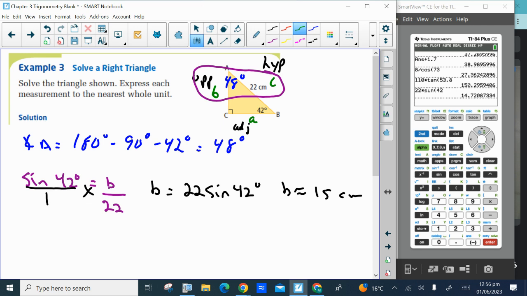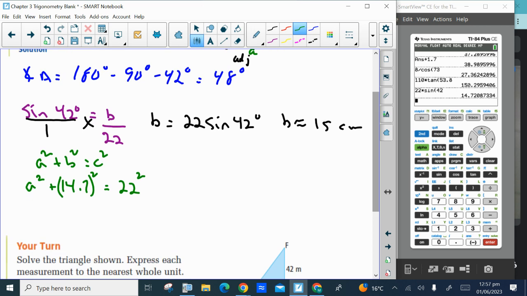If I use Pythagorean theorem, a squared plus b squared equals c squared. I want to find little a. Little b, we said, was 15 if we rounded it, but we need to keep the entire number in our calculator. So I will round it to write it down, but I'm going to keep the entire number in the calculator when I go to calculate. So a squared plus b squared equals c squared. So we could say that a squared is 22 squared minus 14.7 squared.